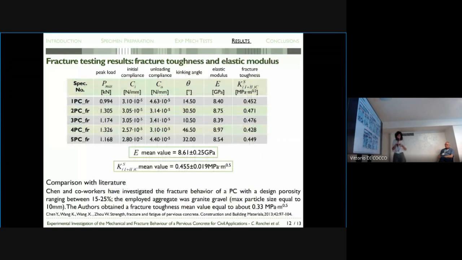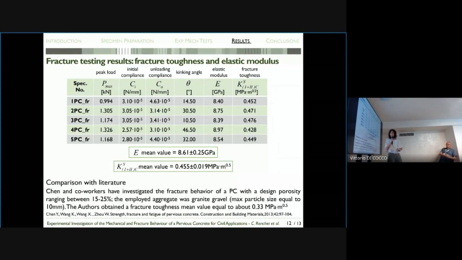Finally, the experimental results in terms of peak load, initial compliance, unloading compliance, and kinking angle are reported in the present table for all the tested specimens. Moreover, also the computed values of the elastic modulus and the fracture toughness are listed in this table. It can be observed that the computed values of elastic modulus and fracture toughness are not dispersed, as demonstrated by the low values of the standard deviation.